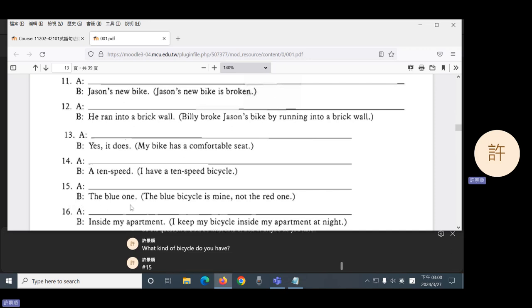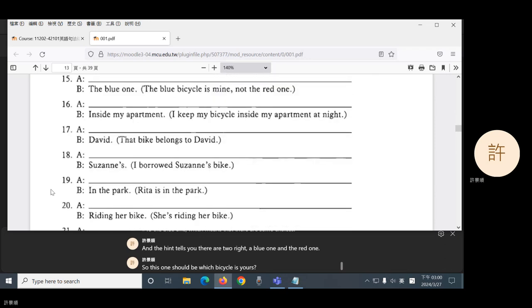Number 15, the blue one, which means that there are some choices. And the hint tells you there are two, right? A blue one and a red one. So this one should be, which bicycle is yours? Sixteen, inside my apartment is a place. So this should be where. Where do you keep your bicycle at night? Right, the reply does not have at night. So this should be part of the question. Where do you keep your bicycle at night?